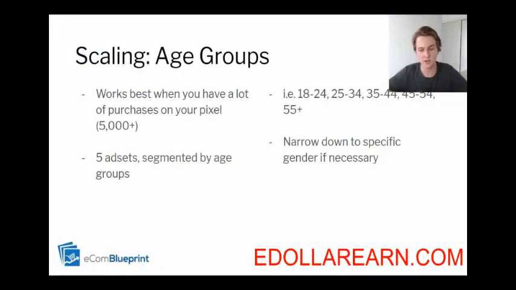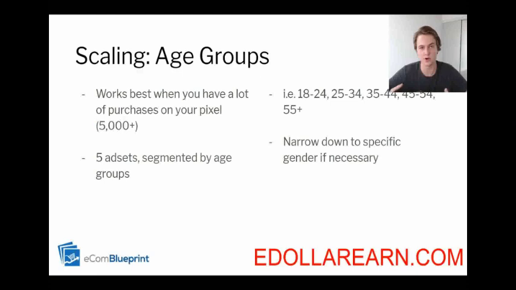All right, so I want to talk about a third strategy that I've been using that works quite well for scaling with CBO, and this is just age groups with no targeting. And this works best when you have a lot of purchases on your pixel. So for this strategy, I'd recommend having at least 5,000 purchases on your pixel, because with this strategy, essentially, you're relying on Facebook's purchase optimization to work well. You're giving Facebook a very, very broad audience, and you're just hoping that it knows what a buyer looks like based on your purchase data on your pixel, right? You're telling it to optimize for purchases based on the pixel data that you have.